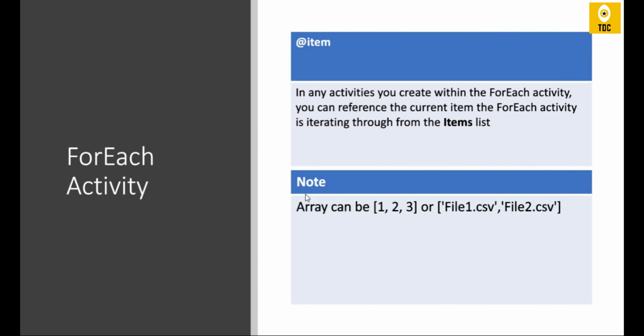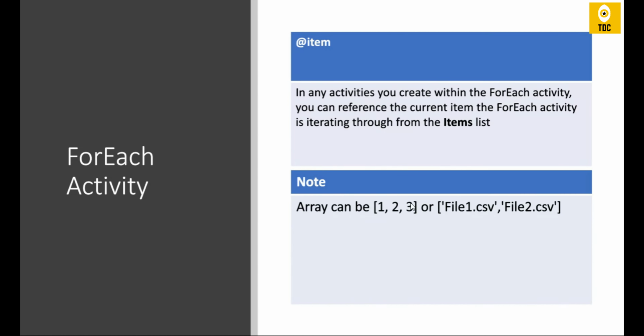Please note that an array can be like this. As you can see, it will be enclosed in square brackets with numeric values if you are giving an integer kind of array. And if you are using a string kind of array, you can give a table name, file name, or anything for that matter. You just give the square brackets enclosed with single quotes, and the comma separation is the important thing, so it will consider it as an array.